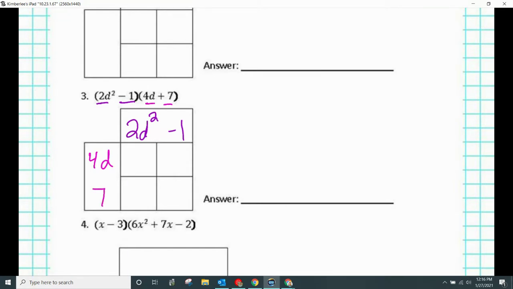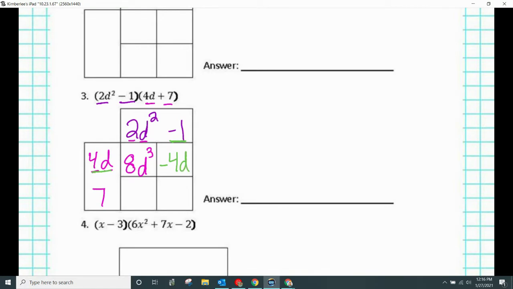Okay, so here we go. So the first box, I'll multiply the 4 times the 2, that's 8, and then D times D squared gives me D to the power of 3. So now here I go again. Let me grab a different color. So now I have to do 4D times negative 1. Well, 4D times negative 1 is just negative 4D. Negative 1 times 4 is negative 4.